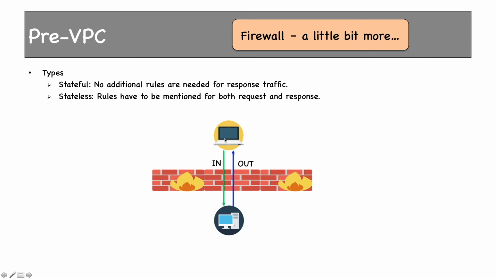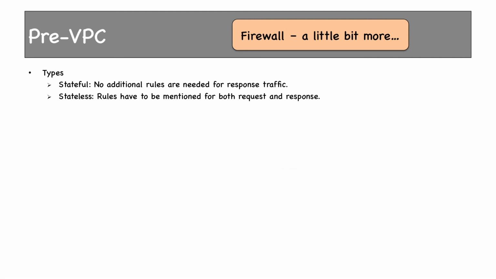Let me repeat. You're allowing an inbound request from the yellow host to the blue host. So you have placed a rule for this inbound request in the firewall. If you're planning to allow outbound responses from the blue host to the yellow host for this request, the rule has to be placed for outbound responses also in the firewall rules.